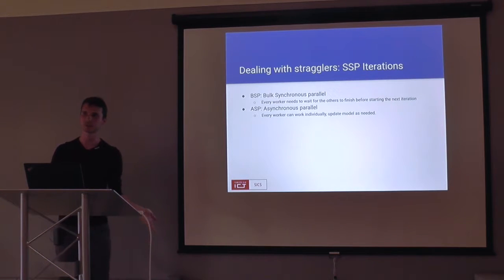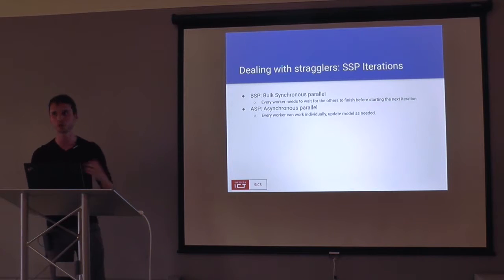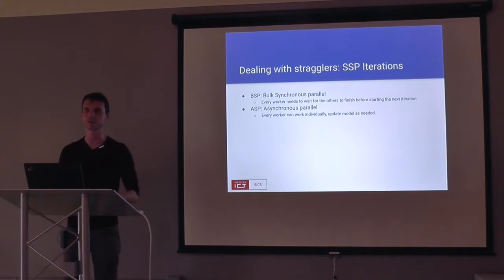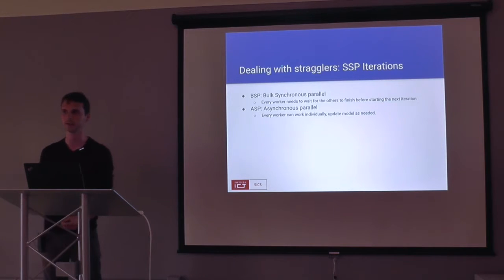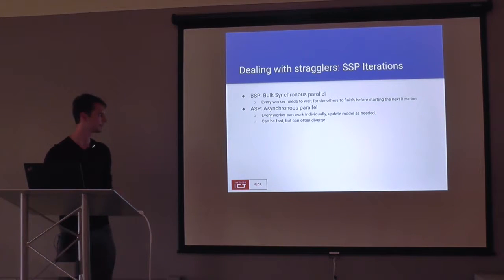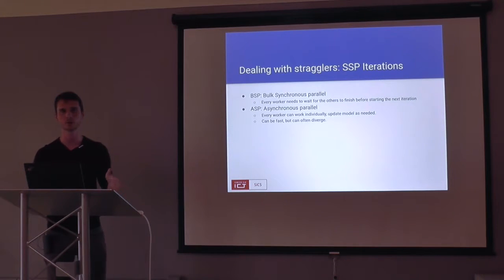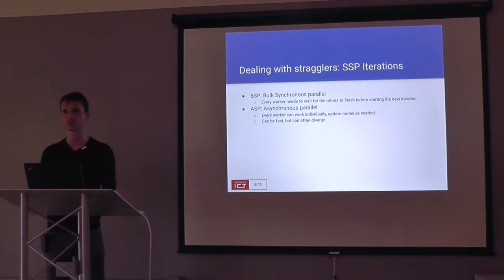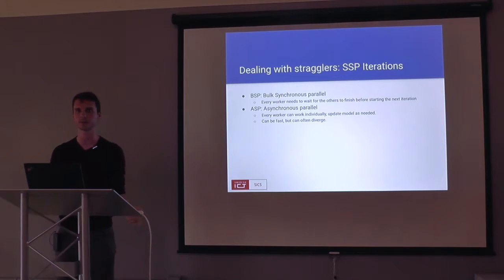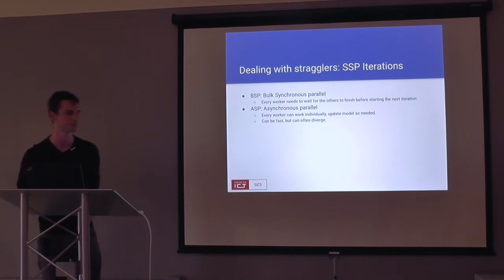The other approach is asynchronous parallel, where we remove all barriers and let all the workers work as fast as possible. Algorithms like Hogwild, for example, are an example of that. But although this technique can be fast, because of the different versions of the model that different workers are optimizing, we can actually end up diverging from the solution.